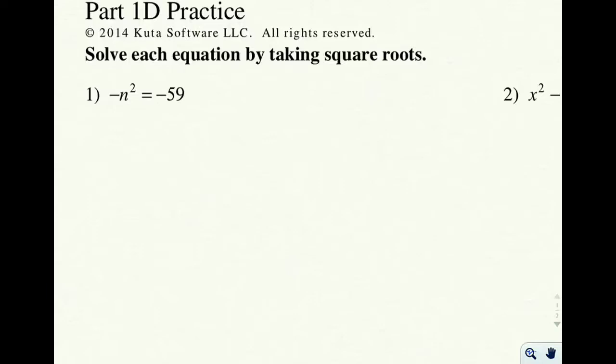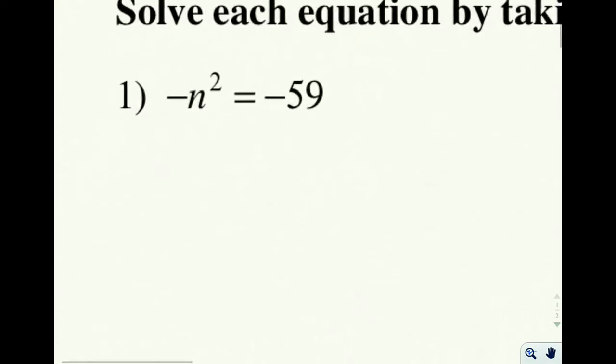In section 1D, we're not working with square roots, but actually squared terms, and we're trying to solve the problem by taking square roots. Unlike some factoring problems where you might have an n squared and an n and a number, here we are just going to have an n squared and a number. So if we zoom into our first example here, you'll see we have negative n squared equals negative 59.